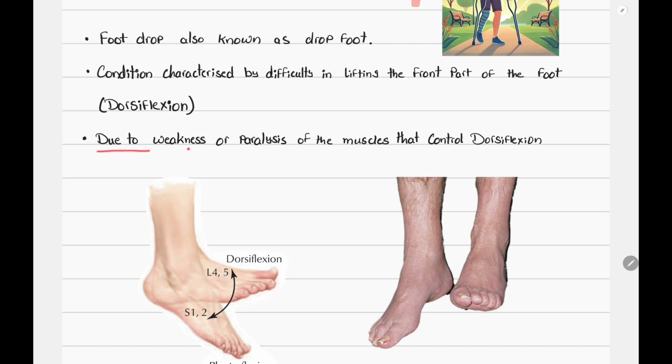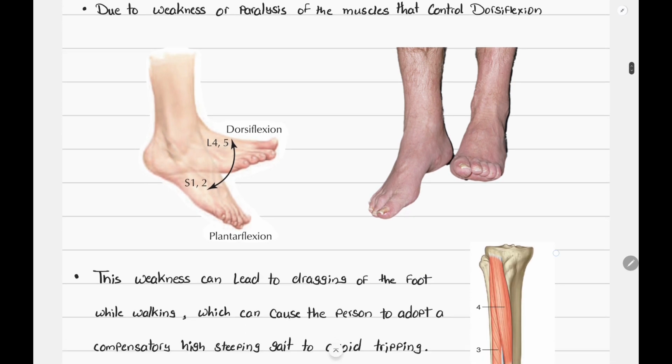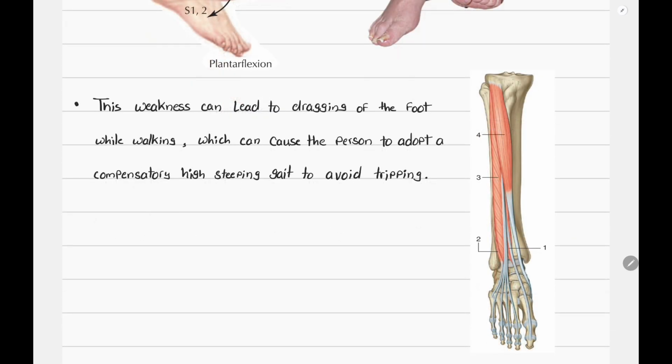This condition is due to weakness or paralysis of the muscles that cause dorsiflexion. It is a bit obvious that the muscles responsible for dorsiflexion must be facing some kind of problem that hinders them from causing dorsiflexion of the foot. This diagram depicts the muscles responsible for dorsiflexion of the foot. This is the anterior tibialis muscle, the chief muscle. This is the extensor hallucis longus muscle, and this is the extensor digitorum longus muscle.